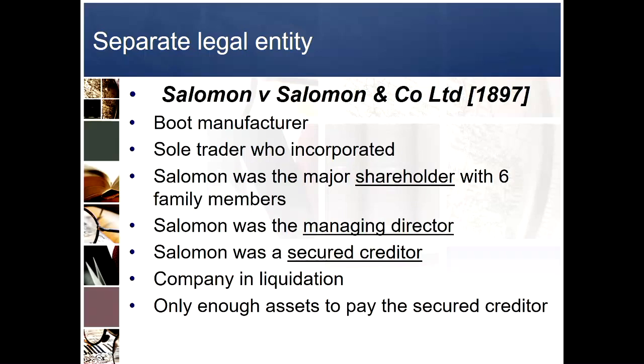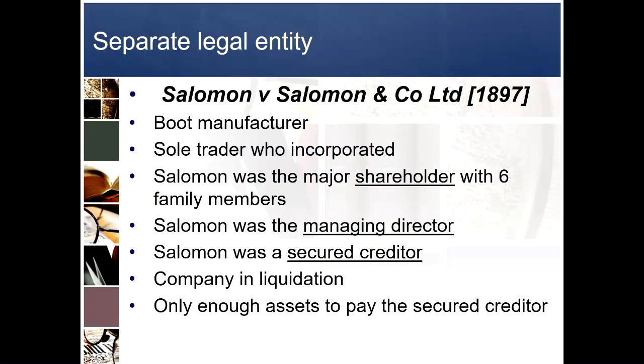So this principle, separate legal entity, limited liability, and the court rigidly applied the principle of limited liability in this case, and has largely maintained that view over the last 120 plus years now. So Salomon and Salomon is to corporate law what Donoghue and Stevenson is to the law of negligence, right? So this is a fundamental case. If you don't learn anything else for the next semester, learn this case.